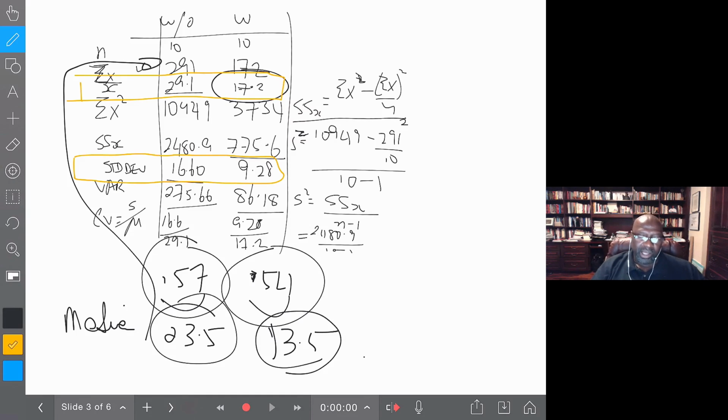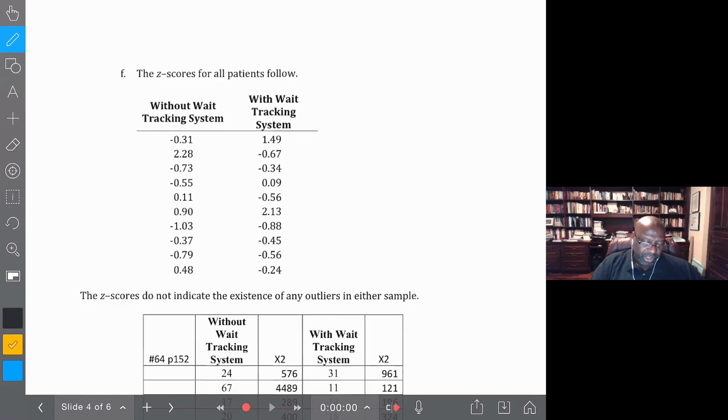So let's do one calculation so that we can see what we're talking about. So if I were to take that 67 for without, the z-score for 67 would be 67 minus 29.1 divided by the standard deviation, which is 16.60. That's all there is to it. And so when you do that computation, you should get a z value, and I don't have my calculator with me, so I'm going to cheat a little bit.